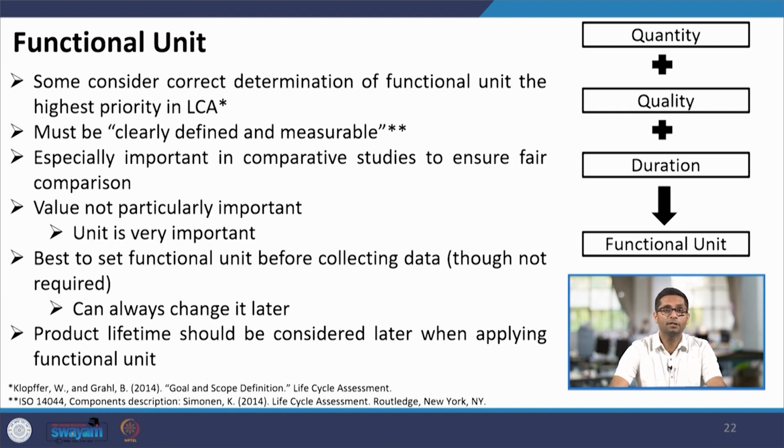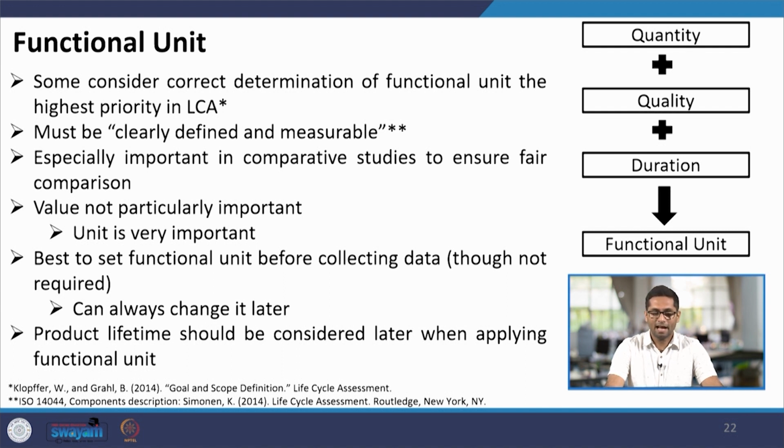Further, if I'm talking about comparison of different transportation options, it could be 10,000 passenger kilometers. So it's the passenger kilometer unit that is more important. 5,000, 10,000, 20,000 doesn't make much of a difference. And it's always best to set up a functional unit before you start collecting the data. Although it's not always required, it's always better to select the functional unit and then go with data collection.